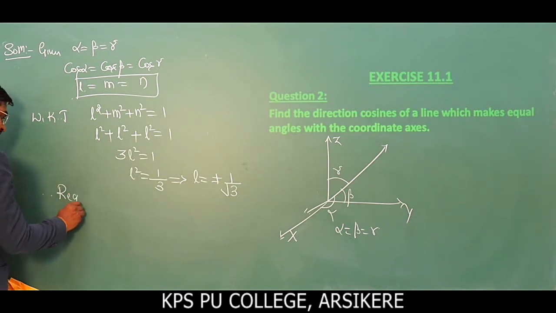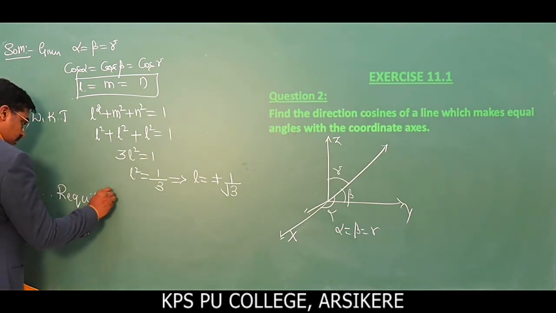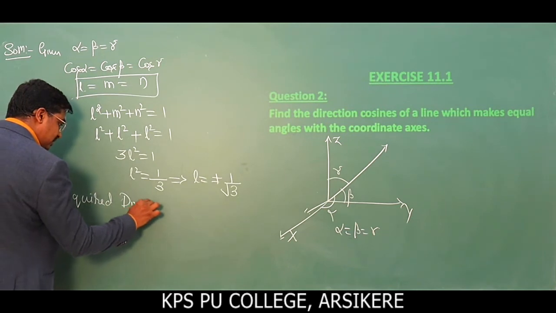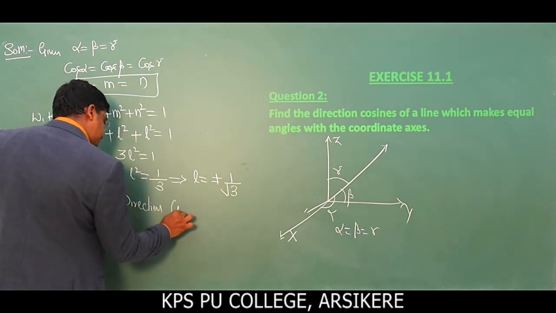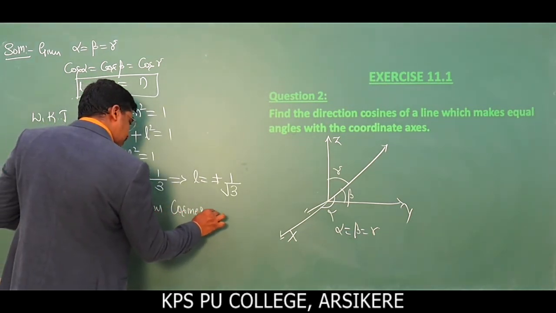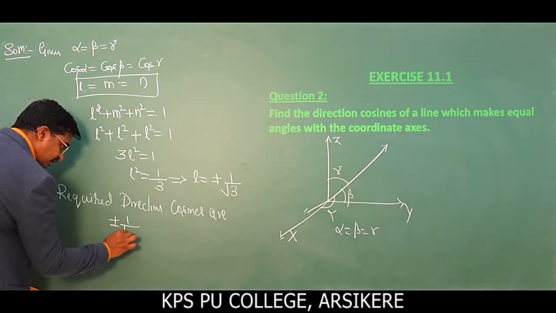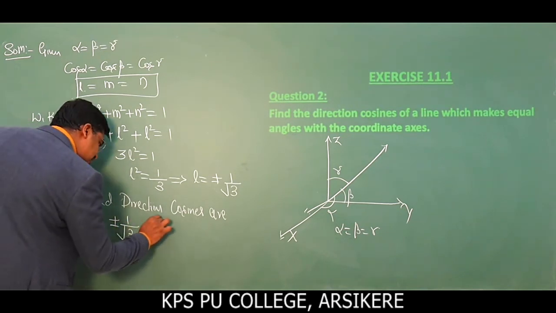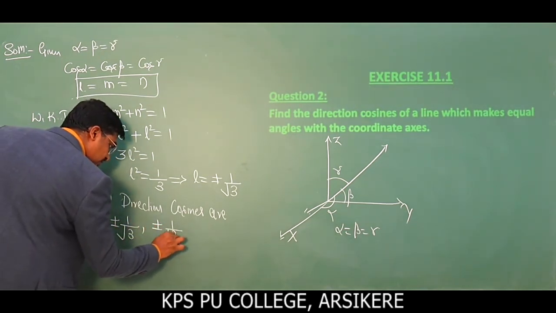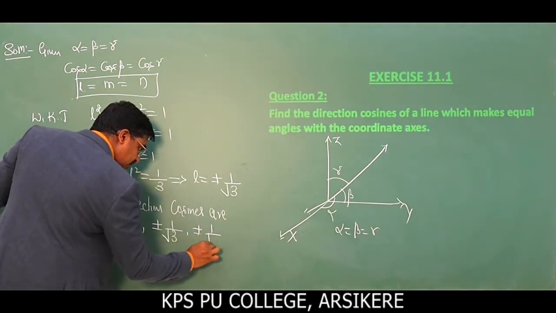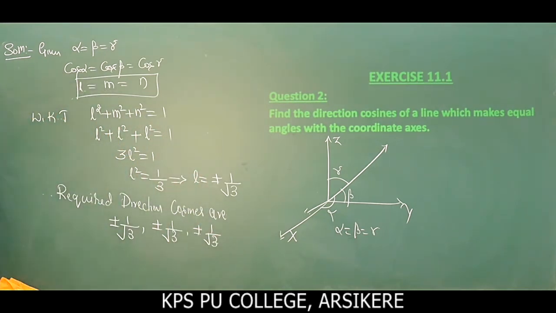Therefore the required direction cosines are, what are the direction cosines here? l is plus or minus 1 divided by root 3. Similarly, m is also plus or minus 1 divided by root 3, comma plus or minus 1 divided by root 3. They are the direction cosines of the given line, which makes equal angles with x, y and z axis. Take a pause and note down all the things that I have written here.